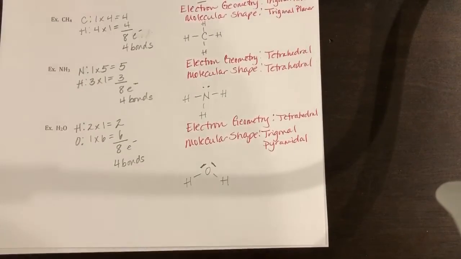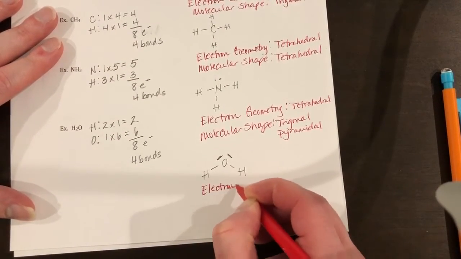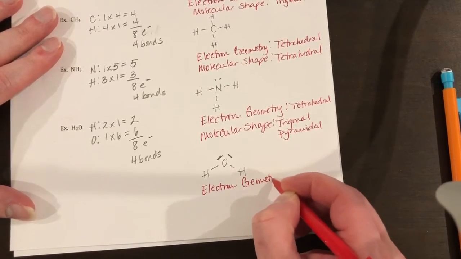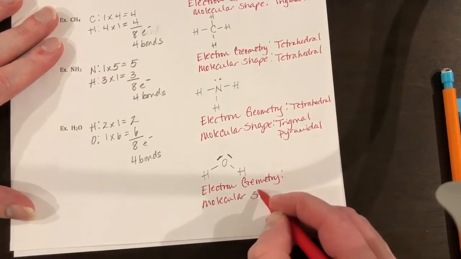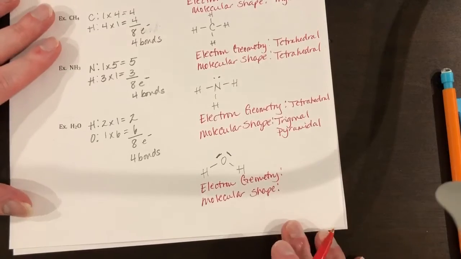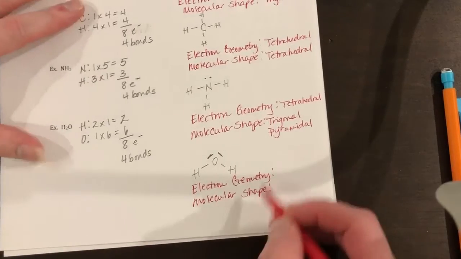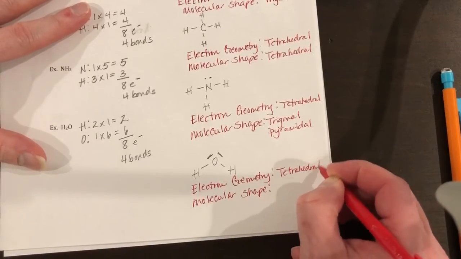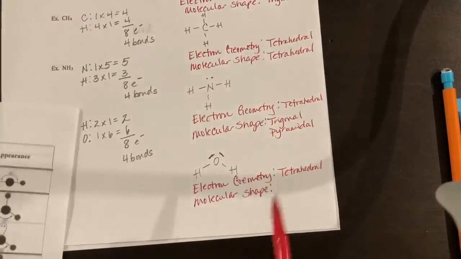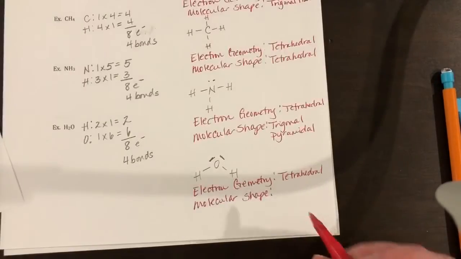So we're going to go to our electron geometry table thing. Okay, so we have 4 bonding domains. 1, 2, 3, 4. Okay, so it's going to be tetrahedral. Now, our molecular shape, we have 2 bonds and we have 2 lone pairs. So 2 bonds, 2 lone pairs, it's going to be bent.